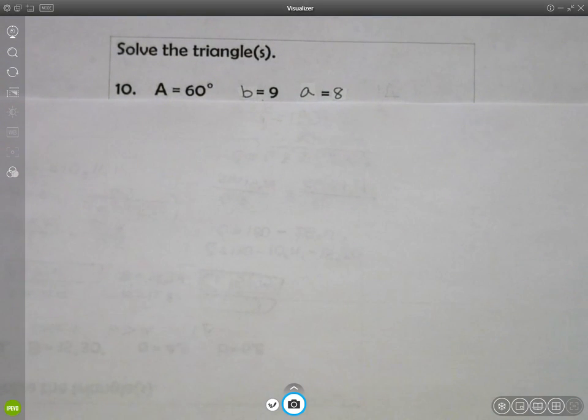Okay, so number 10, I want you to try it on your own. So pause the video, work it, and then unpause and see how you did.